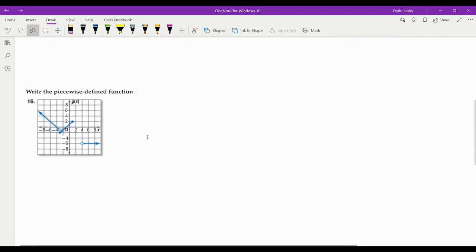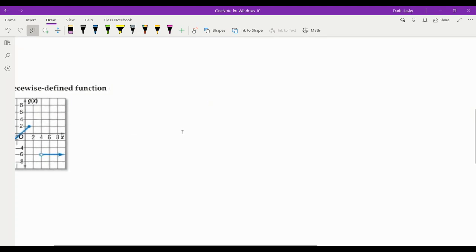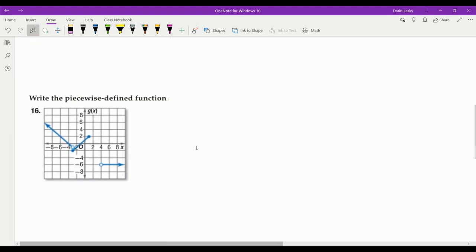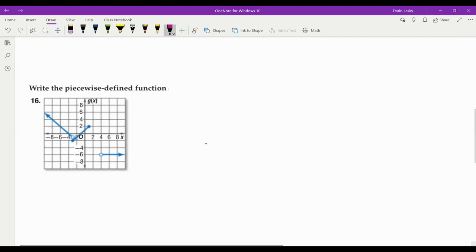All right, so let's look at this piecewise function here. I'm going to make this a little bit larger. So there's 3 different graphs here, guys. So they want you to write the function. So we're going to use this 3 times. Y minus y1 equals m times x minus x1.